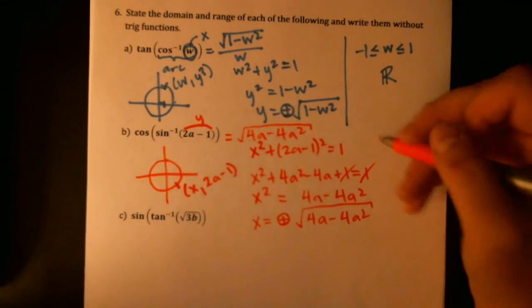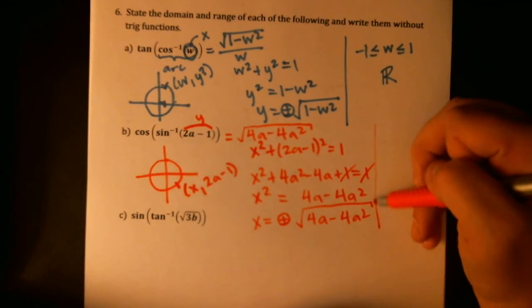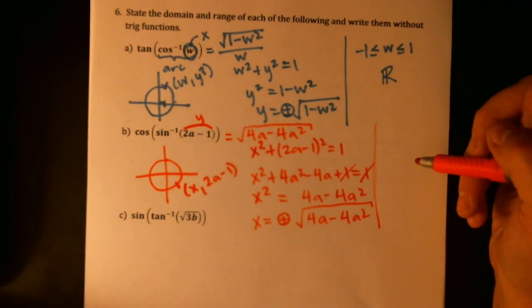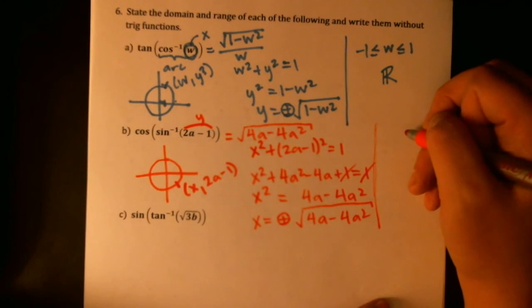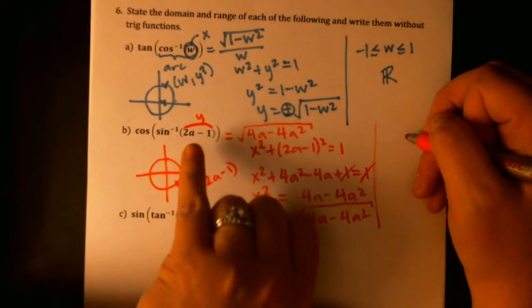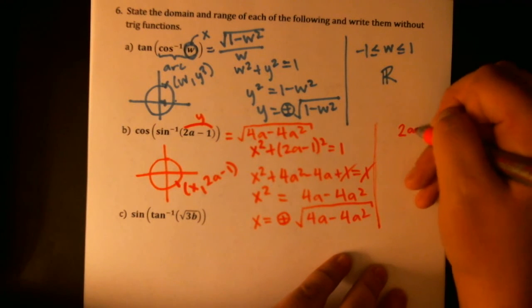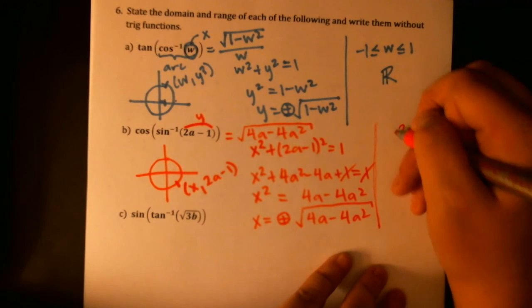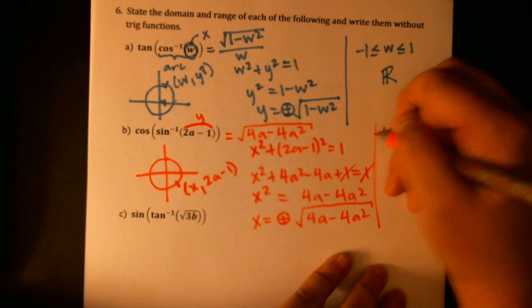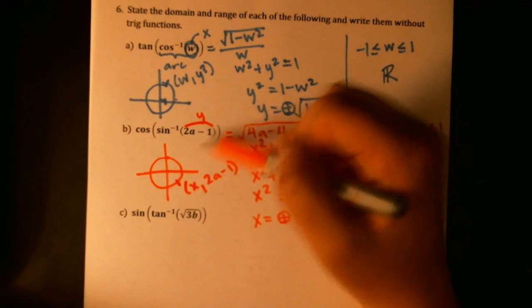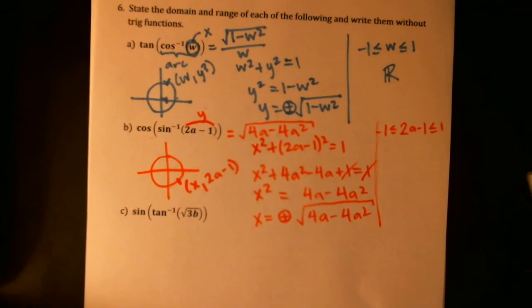And then I'm going to try and think once again about domain and range. So 2a minus 1, domain would be what values of a work. So 2a minus 1 has to be between -1 and 1. And I know that because 2a minus 1 represents my y value on the unit circle.